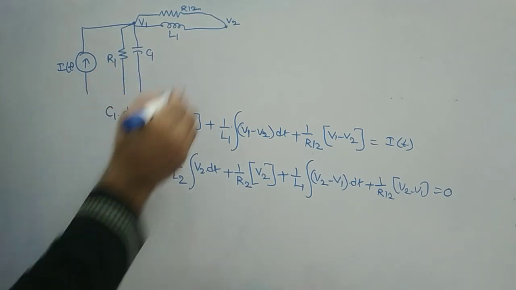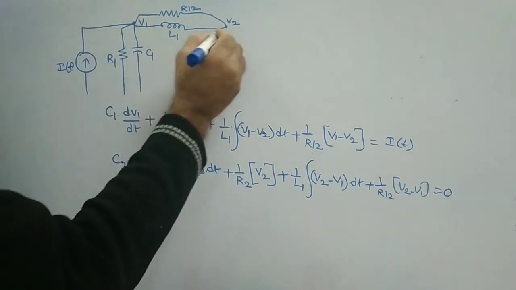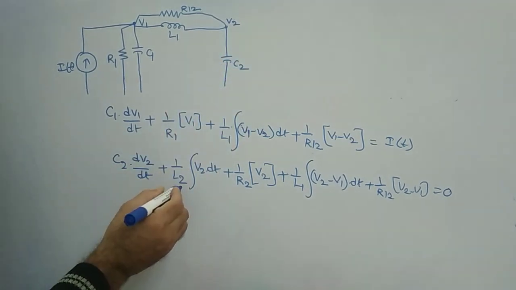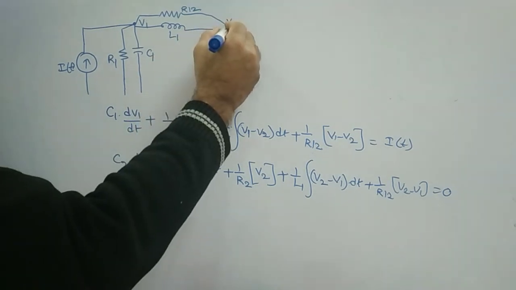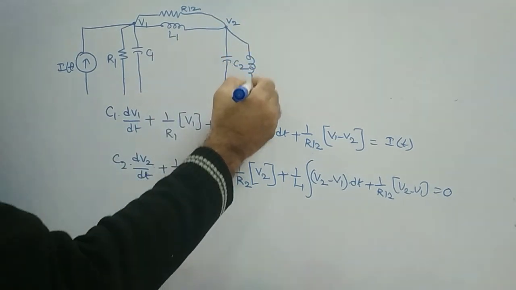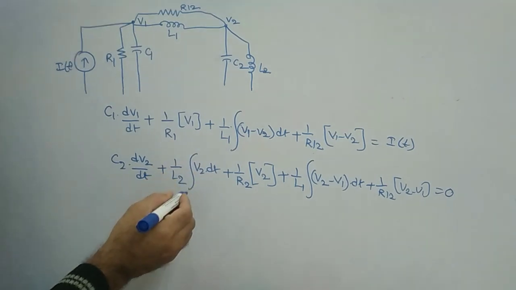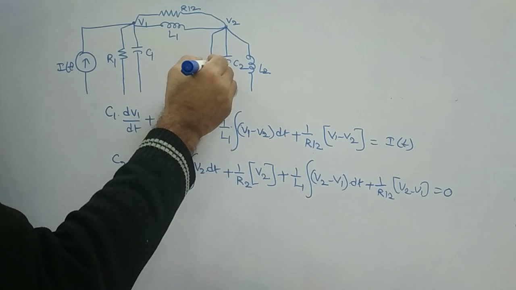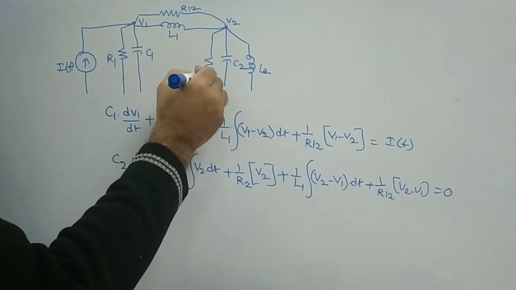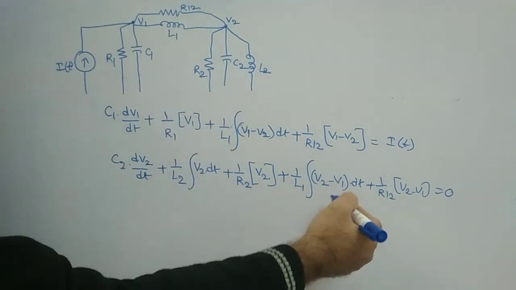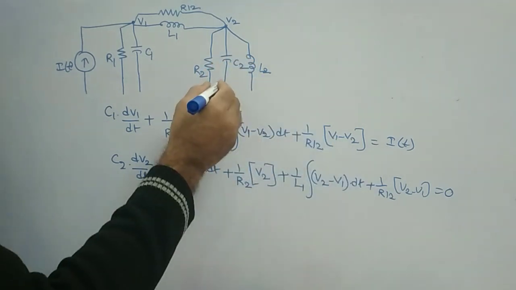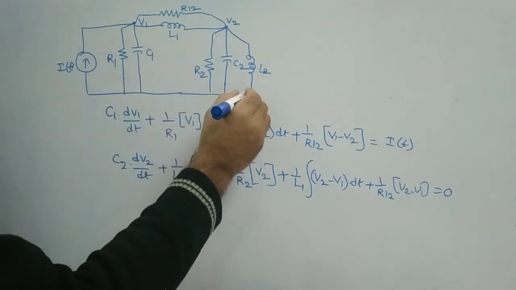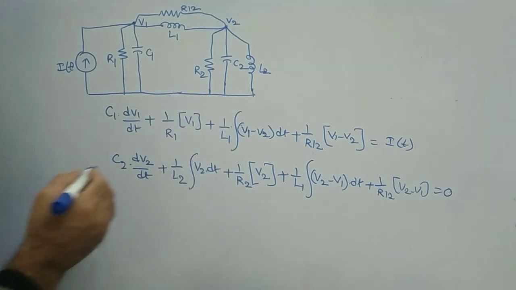Coming to the second equation, C2 is there, so definitely C2 will be here, and L2 is also there. Clear? And then 1 by R2, so you have the resistance R2 like this. These are the common elements, and the right side is equal to 0. That's it, your job is finished. This is the electrical equivalent basically. See how easy it is.